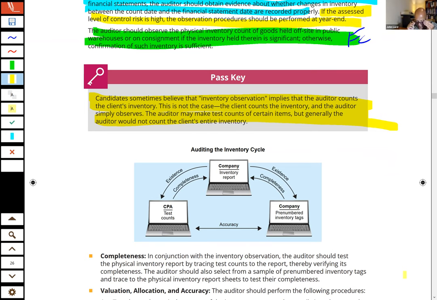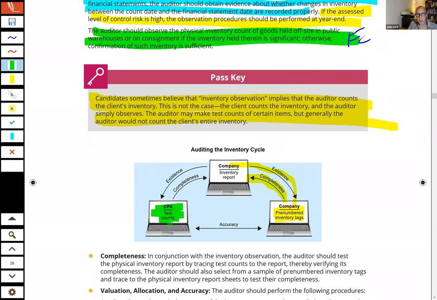Now, when you look at this list here, the company will have pre-numbered inventory tags. So there'll be all these different inventory items and the auditor will find the tag that says there's 100 of these. And if we're talking about completeness, you'll go from that tag back to the inventory report. You'll also select some things from the inventory report and go back to the pre-numbered tags to see that that all agrees for existence. In addition, the auditor will do some test counts.